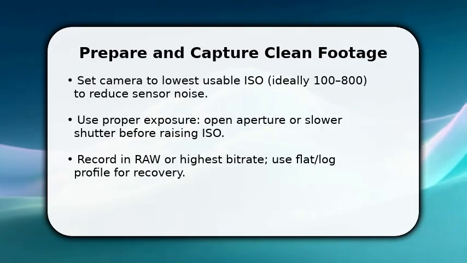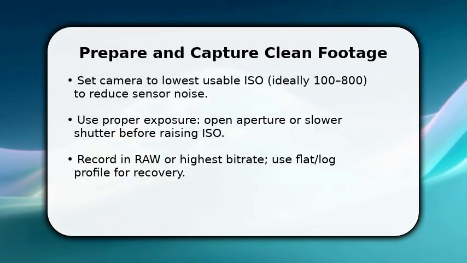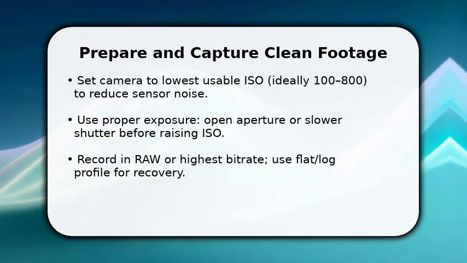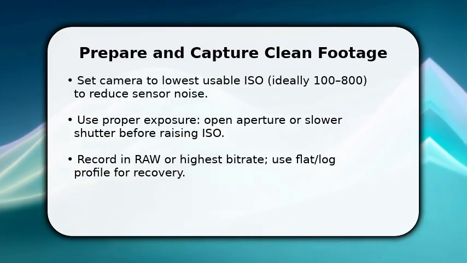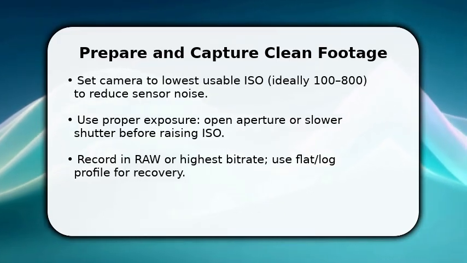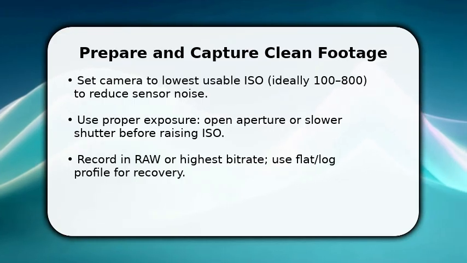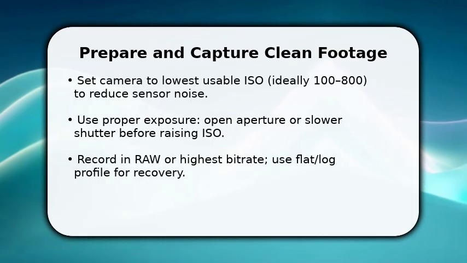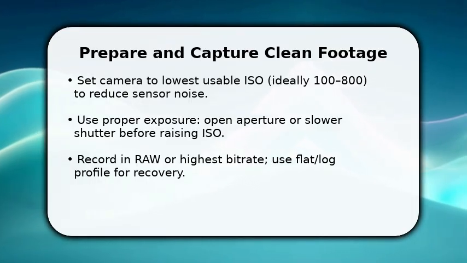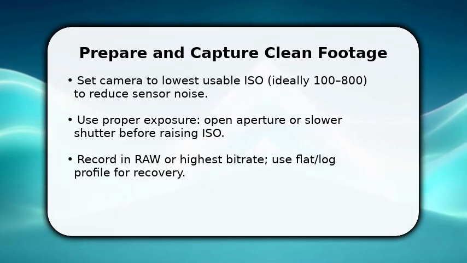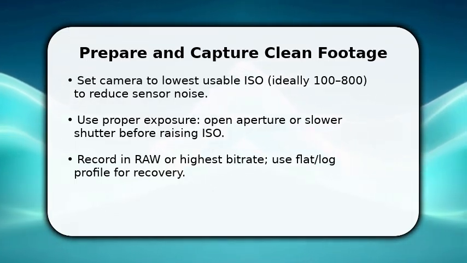You start by locking down capture settings because fixing grain later is limited. Set the camera to the lowest usable ISO and expose for highlights so you avoid underexposure noise. Once done, open aperture or lower shutter speed to keep ISO low. If motion allows, do it. Make sure to record in RAW or the highest bitrate and use a flat or log profile so you preserve detail. These steps give you the data you need to truly remove grain in post.